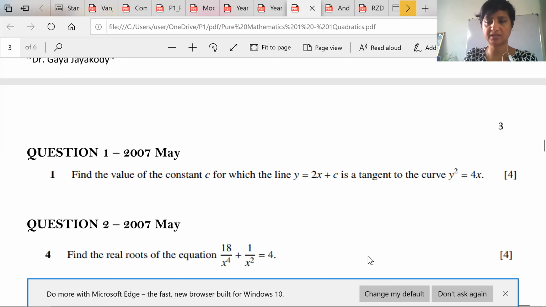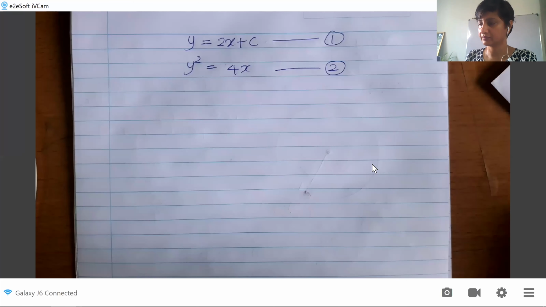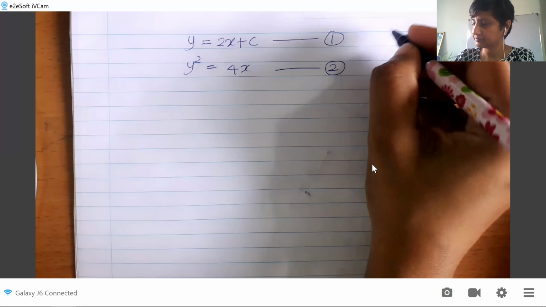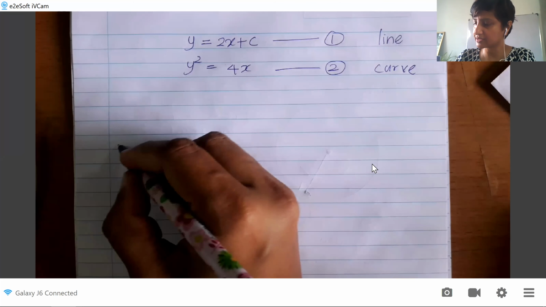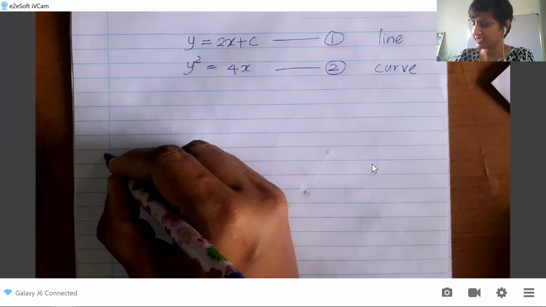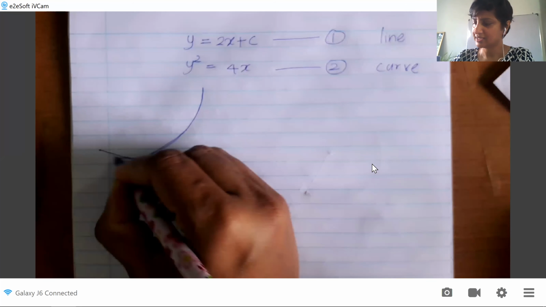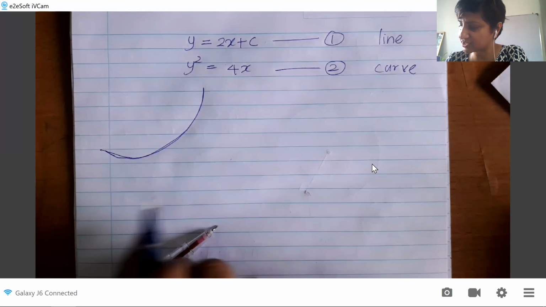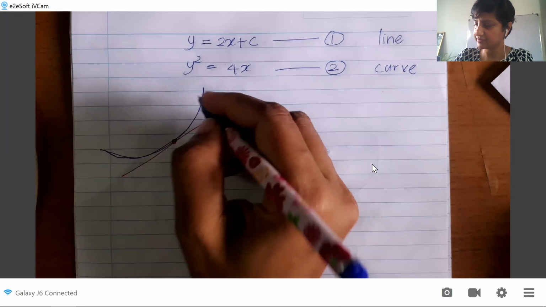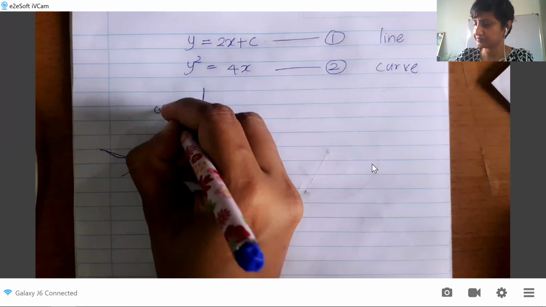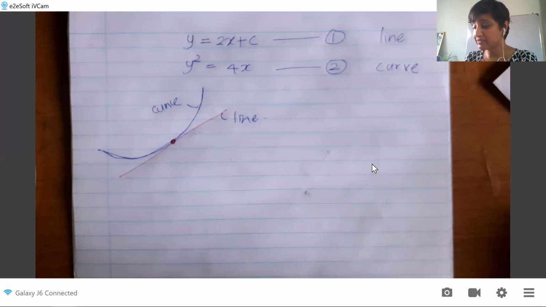Did you start doing it? Okay, this is my line. This is my curve. If you want a diagram, suppose your curve, doesn't matter, just draw a curve like that. You want this line to be a tangent so that it has only one cutting point. This is your curve, this is your line. What needs to happen for this to happen?